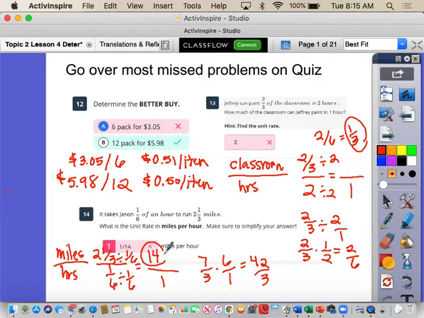I did see a lot of people had the reciprocal, which is 1/14. So that just means you forgot to multiply by the reciprocal when you were dividing right here. You probably multiplied by 1/6 instead of 6 over 1. Either that or you had your hours over your miles instead of miles over hours. Those two mistakes would give you 1 over 14 instead of 14 over 1.